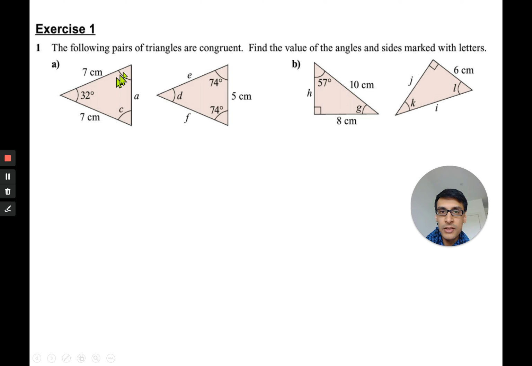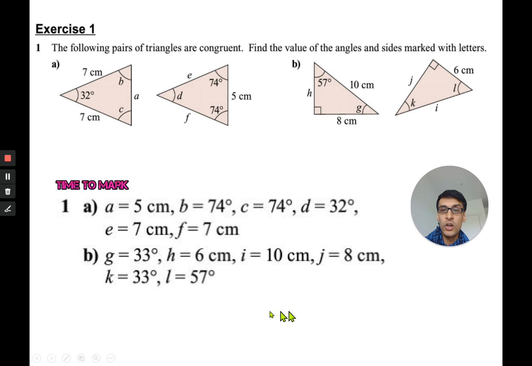So there is an exercise here. Pause the video, have a go. This is not going to be given to you in a PDF, so just have a go here. I'm going to show you the answers in 2 seconds, so pause it if you haven't done it. Okay, here are the answers.